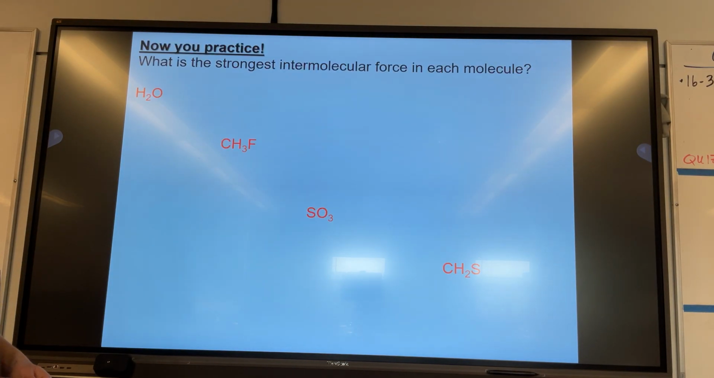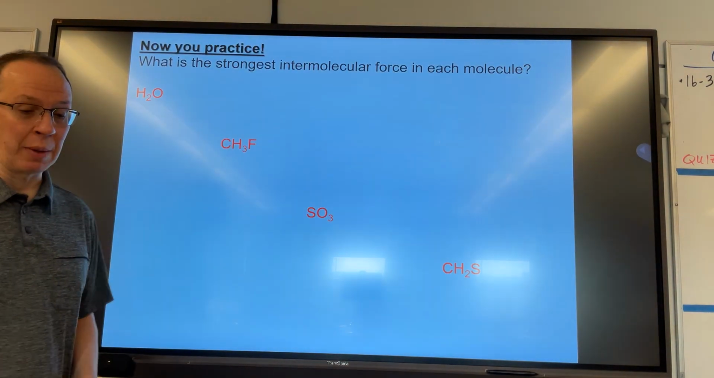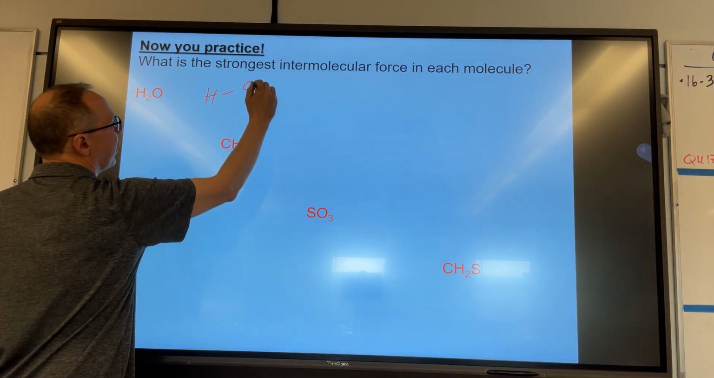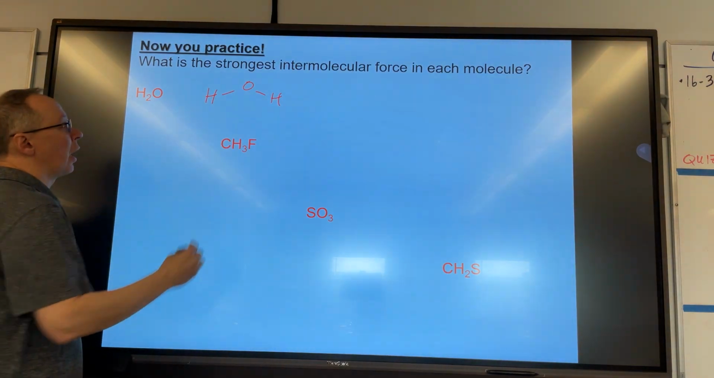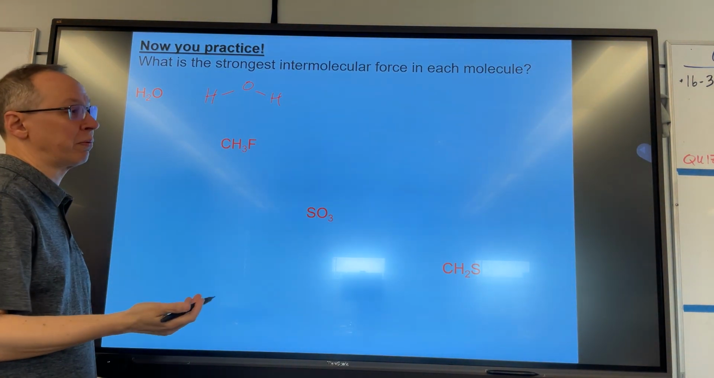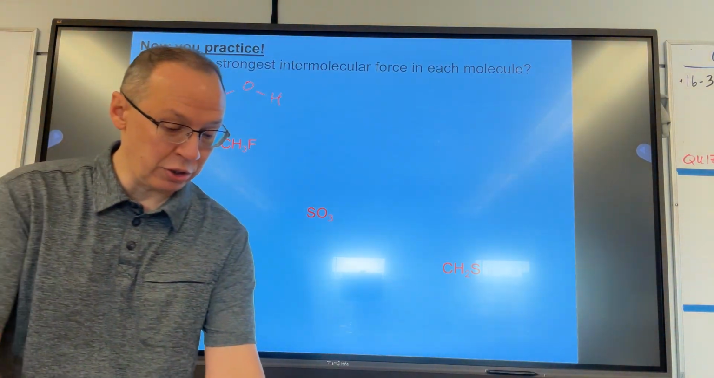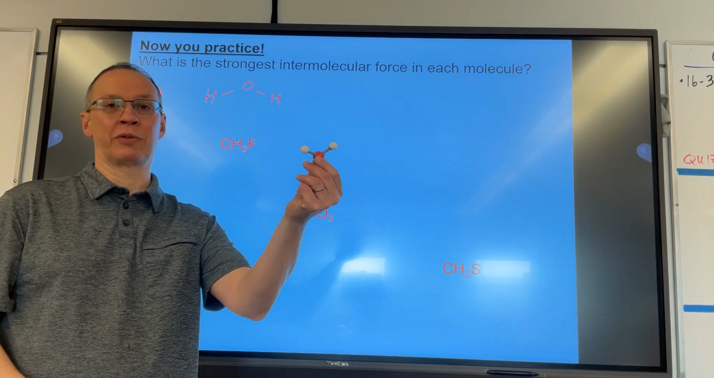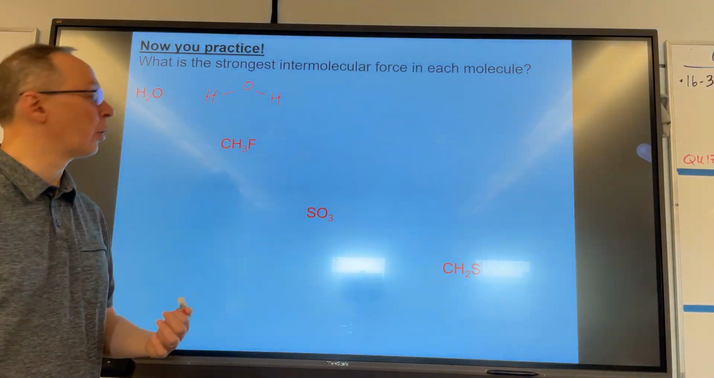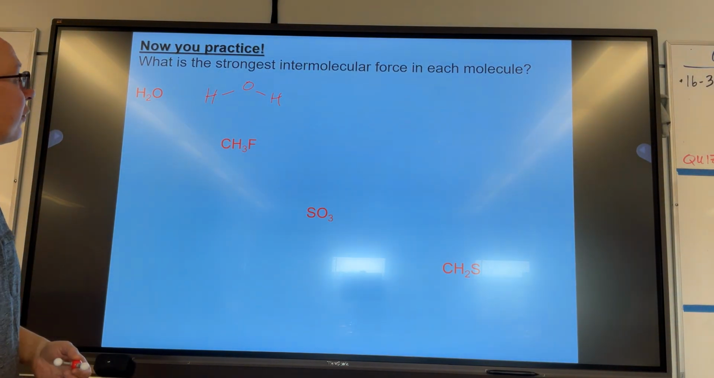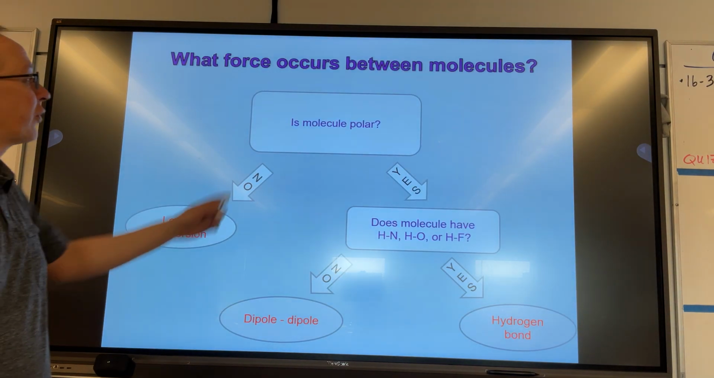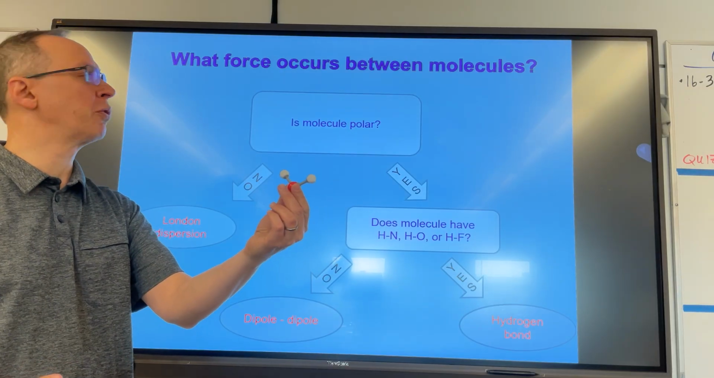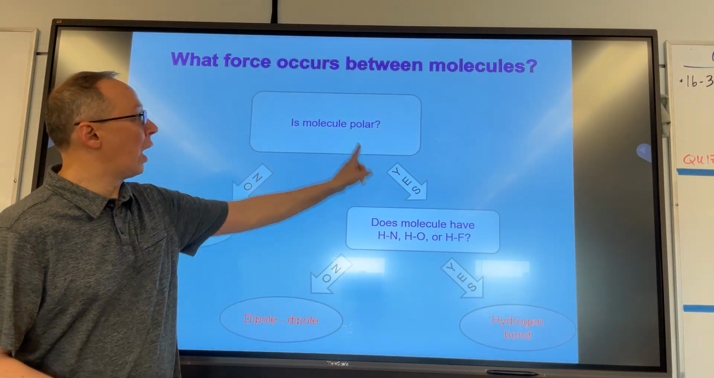When I look at these examples, the first one is H2O. If you don't mind, I'm going to leave off the dots to save time. You end up with a structure that looks like this, and when you build that structure, the model is going to look like this one here. So let's go through our flow chart and see what we have going on. Is the molecule polar? Yes, this is not a symmetrical molecule. It is going to be a polar molecule. So my answer is yes.